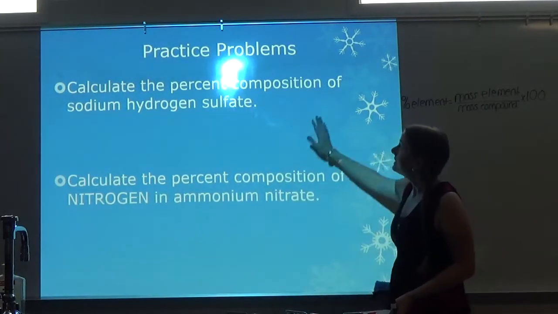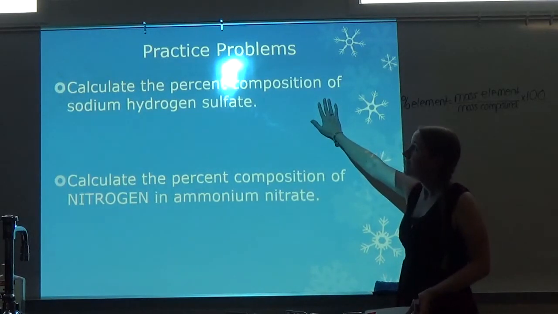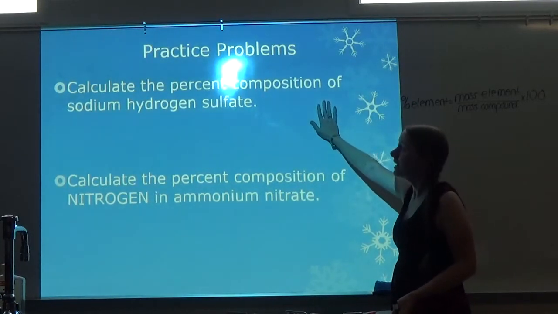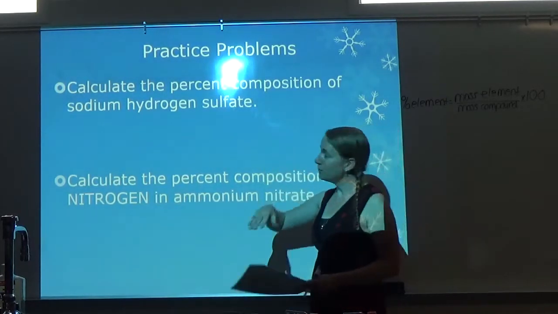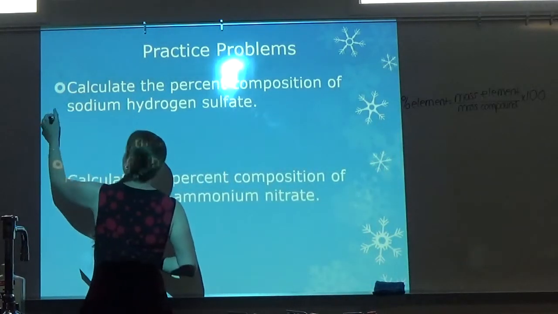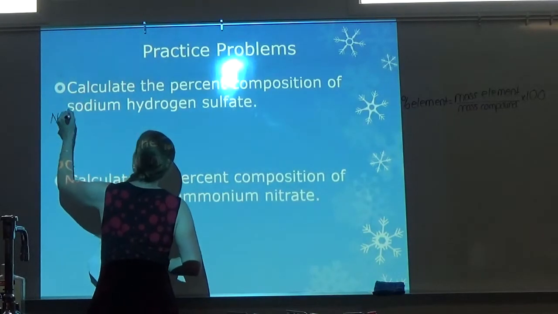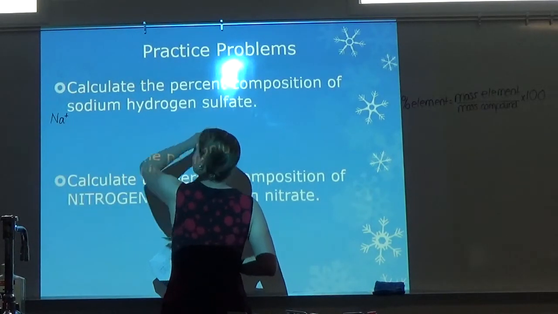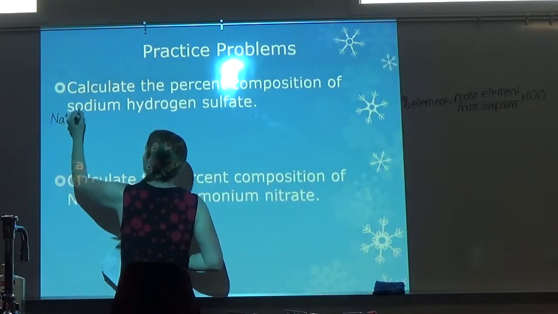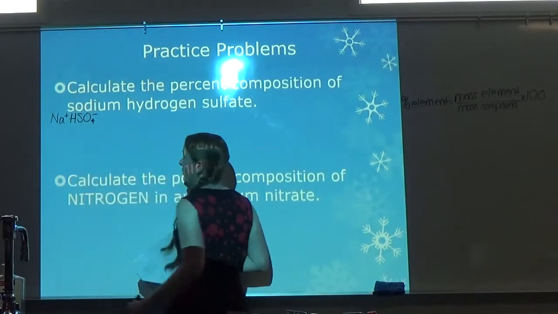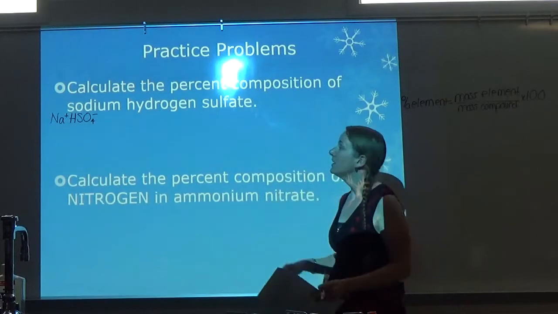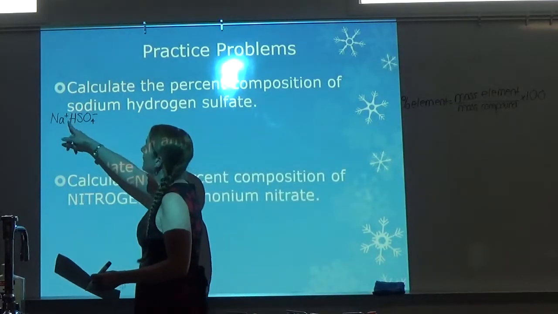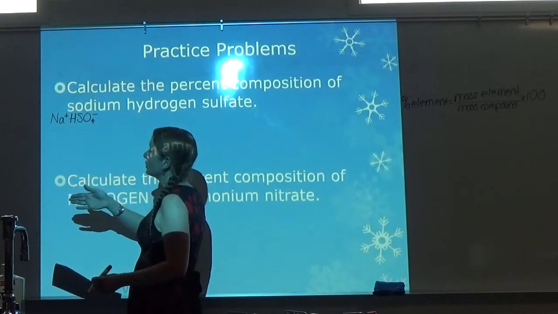So it says calculate the percent composition of the sodium hydrogen sulfate. Boy, I gave myself a super long one. All right, so first I need to write the formula. So sodium is Na. It has a positive 1 charge. Hydrogen sulfate is a polyatomic ion. It is HSO4 with a negative 1 charge. That will be on your polyatomic ion sheet, which should be in your mind. Since it's a positive 1 and a negative 1, I don't need to remember to cross charges.